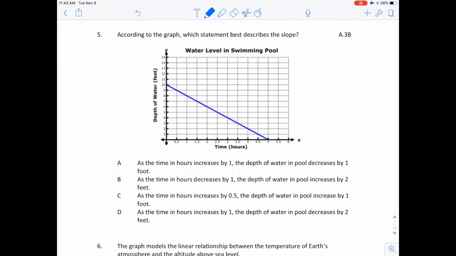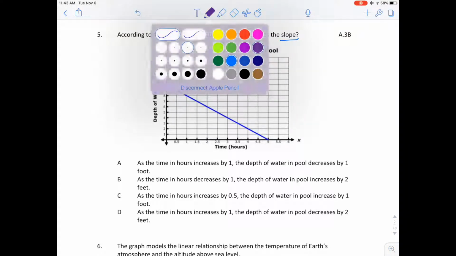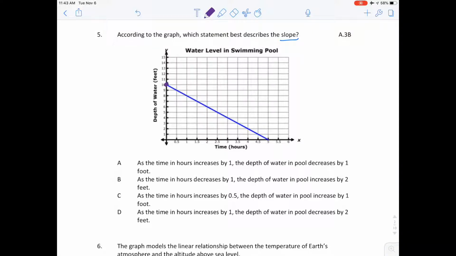All right, number 5, according to the graph, which best describes the slope. So if I want to find the slope, I need 2 points. So I'm going to choose 2 good points on here, which I'm just going to use my intercepts. So that point is at 0, 10, and my other intercept is at 5, 0. So I'm going to label x1, y1, x2, y2. So we've used this slope formula a lot, so make sure you know how to use that because it comes in handy.